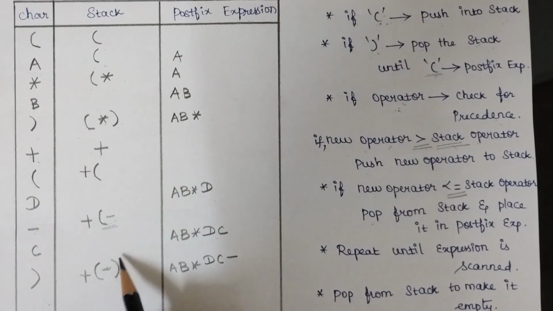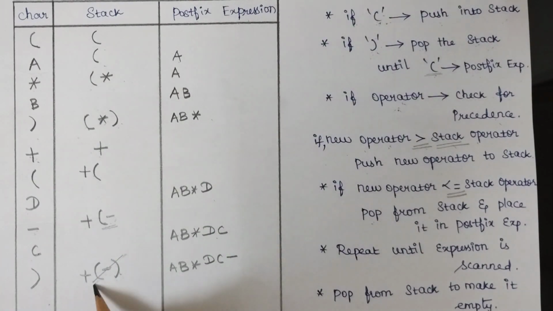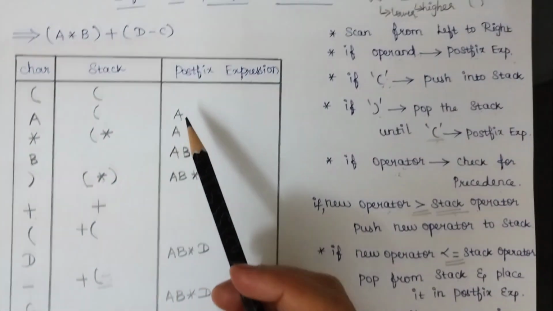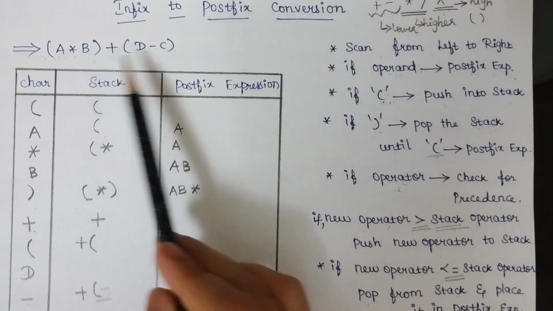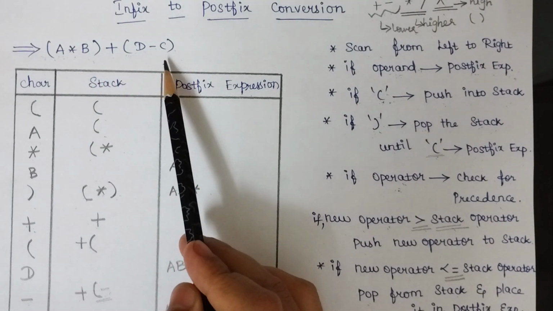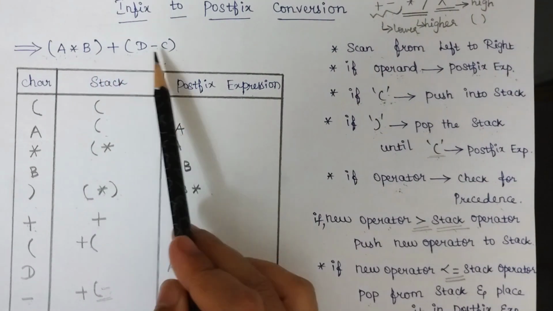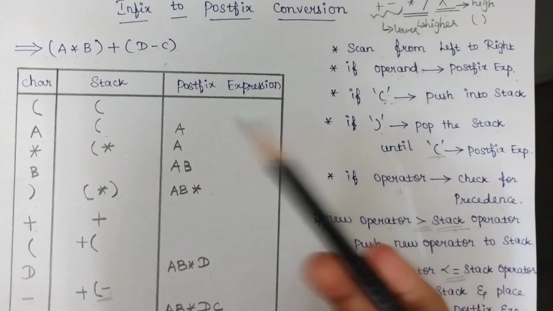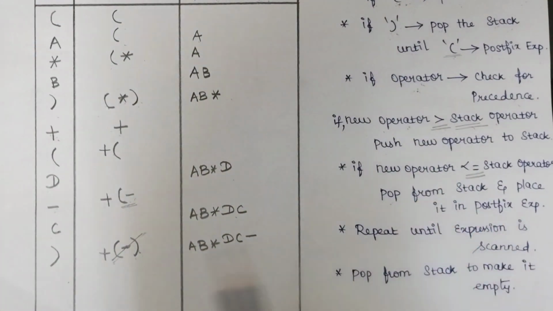Okay, so now this is over. We have completed this, and still you need to check whether you have any other character to be scanned in the given infix expression. If there are no characters pending to scan, then you go to the stack. You need to check the stack. If the stack is empty, fine, we'll take this as the postfix expression. But if the stack is not empty, then you need to pop the operators from the stack to make it empty. Those popped operators should be appended to the postfix expression.